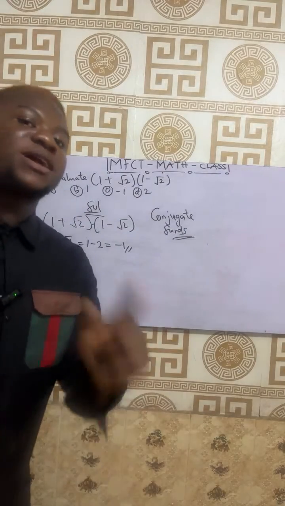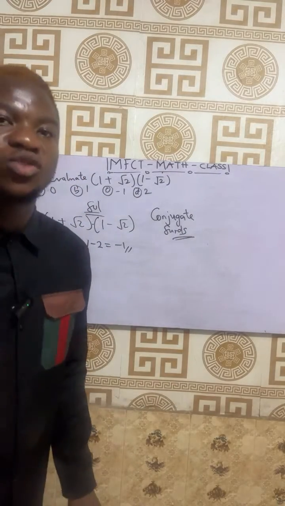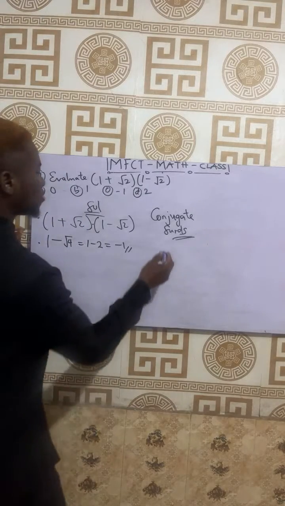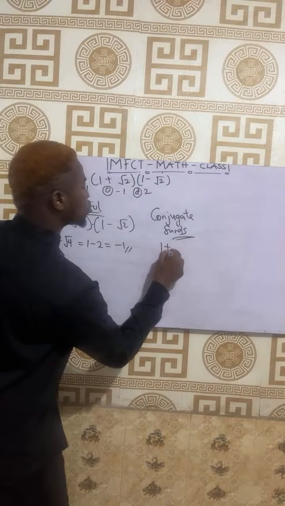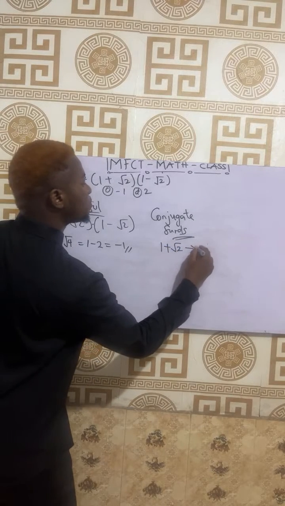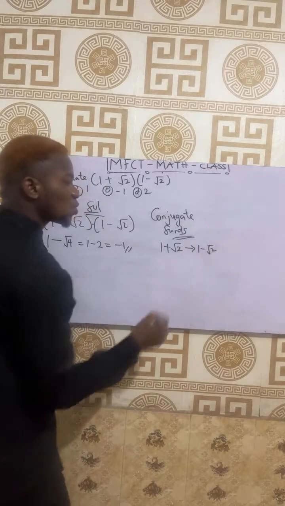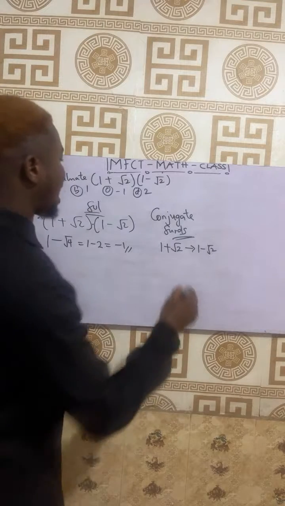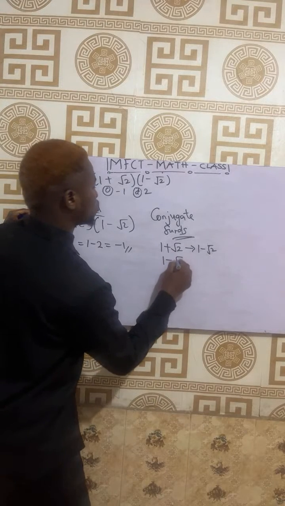So whenever you are talking about the conjugate, what you just have to do is to change the sign. So if I say, what is the conjugate of 1 plus root 2? The conjugate of 1 plus root 2 will be 1 minus root 2. So whenever you have a conjugate surd, you just have to change the sign. And if I say, what is the conjugate of 1 minus root 2?